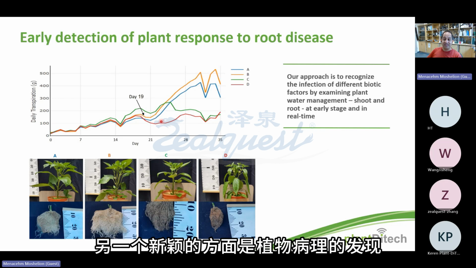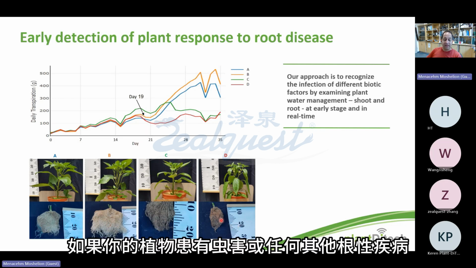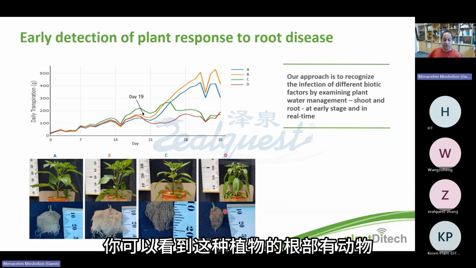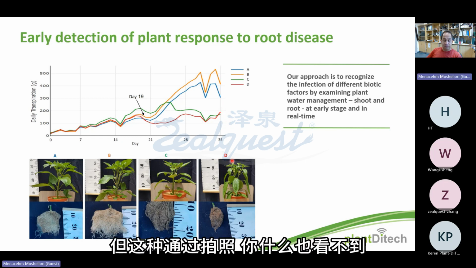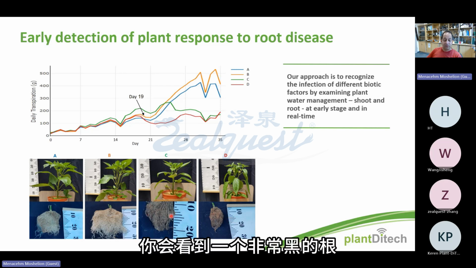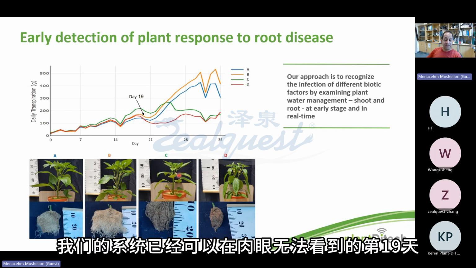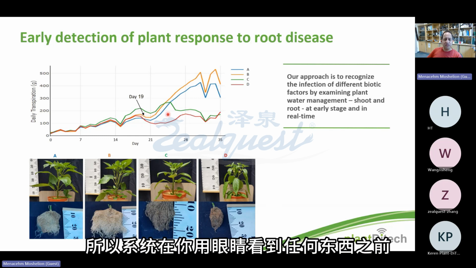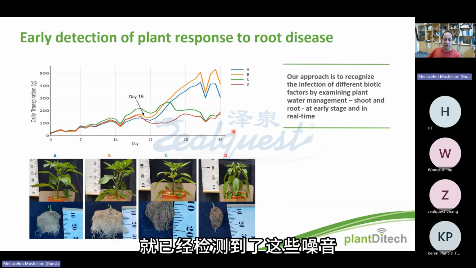Another novel aspect is disease finding. If you have fusarium or any other root disease, it takes a lot of time until you see something with your eyes. You can see this plant has fusarium in the roots, but in this picture of the plant, you don't see anything, but when you take the root, you see very black roots. This data comes from the system, and you see that our system could distinguish this disease already at day 19, where you saw nothing with your eyes. Because this is a root disease, and the system measures transpiration, and we have a very good signal to noise ratio, the system detects these changes much, much before you see anything with your eyes.